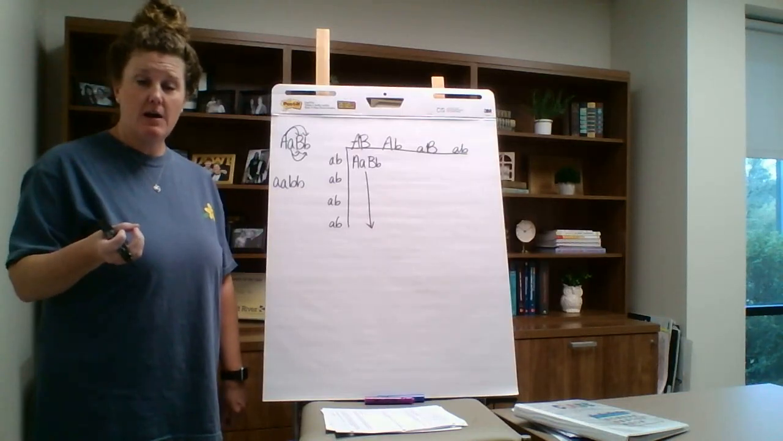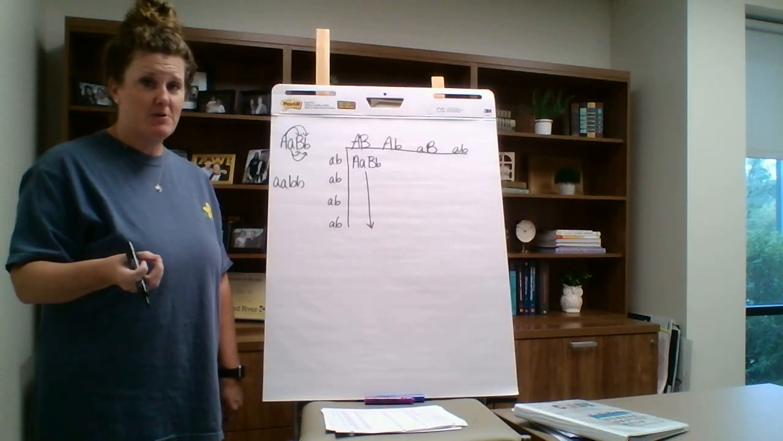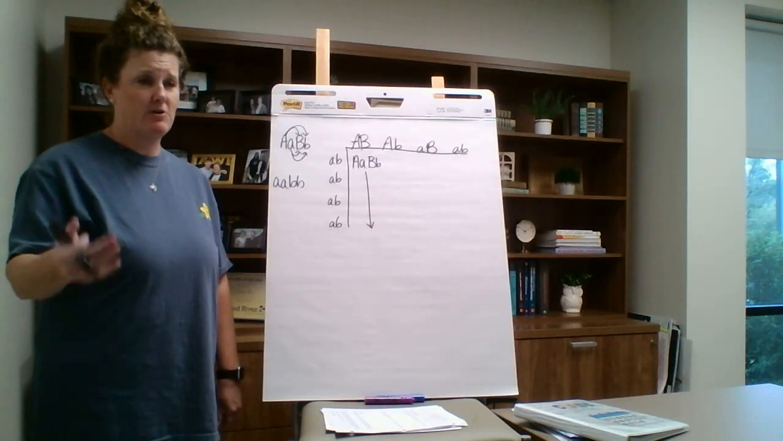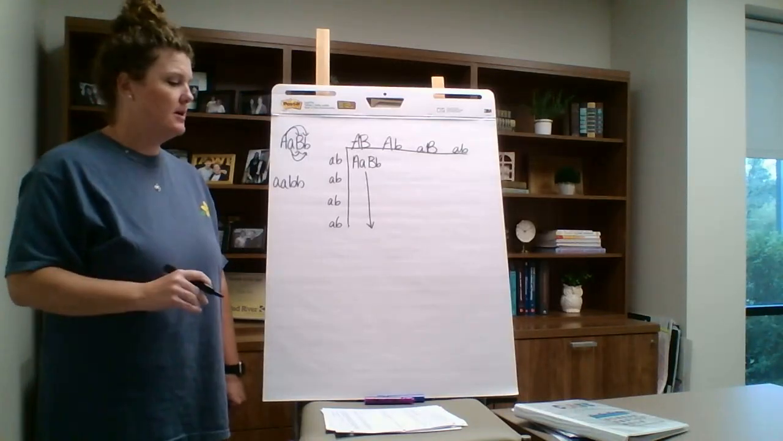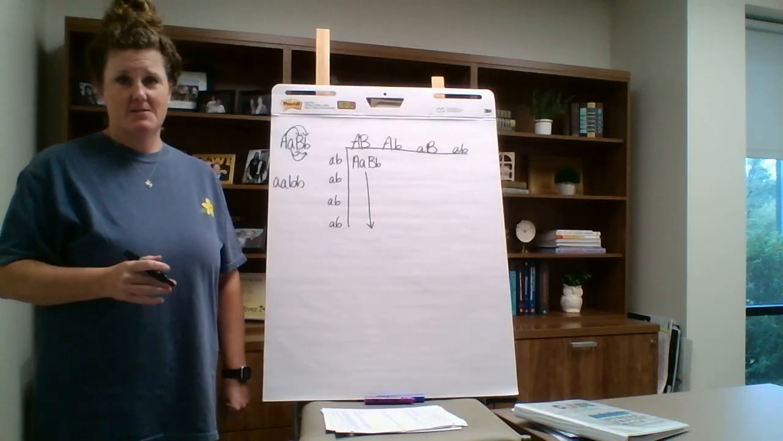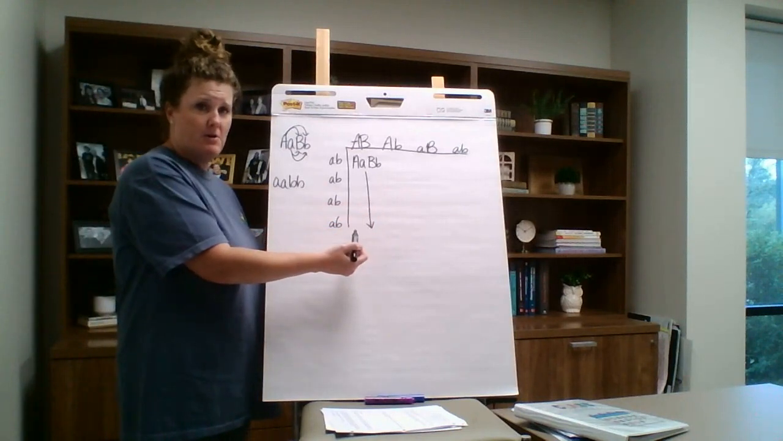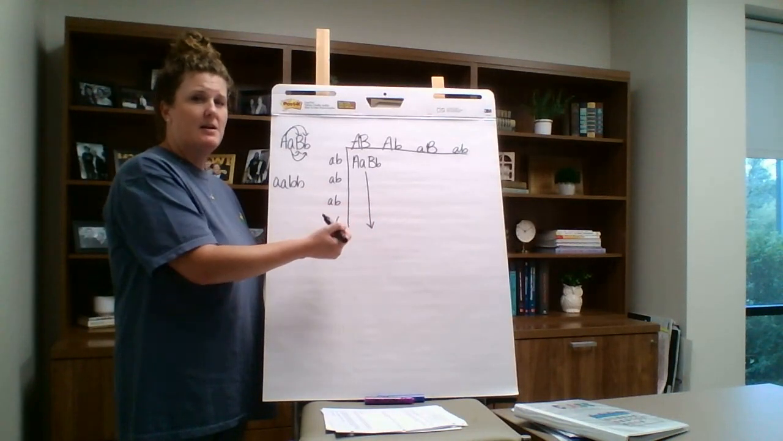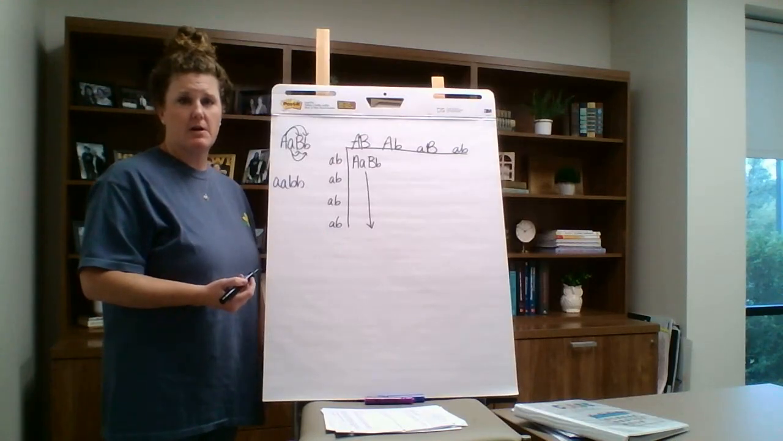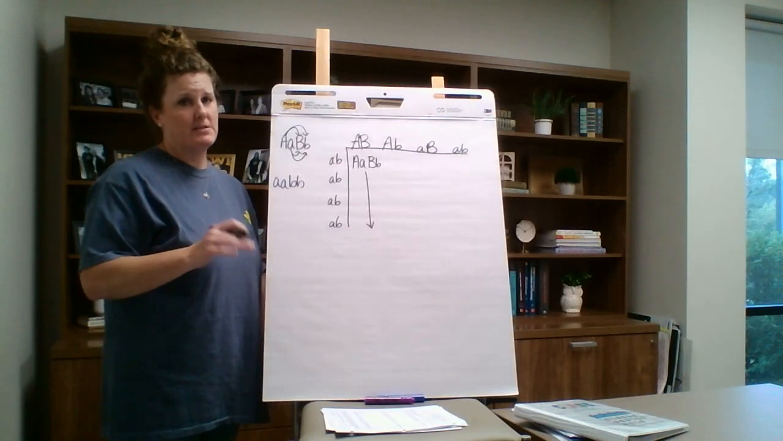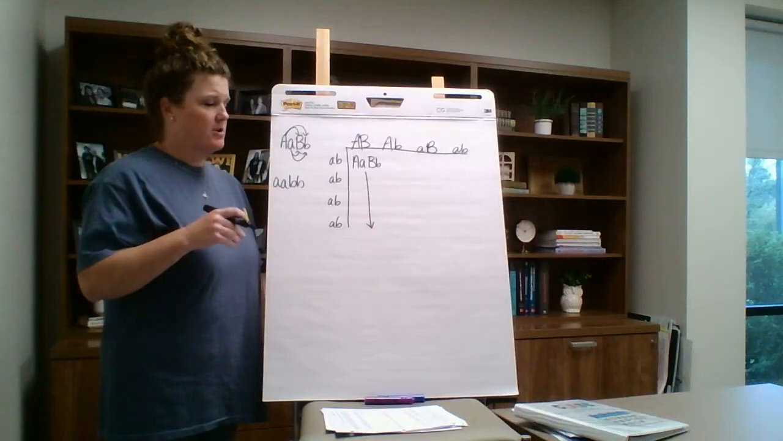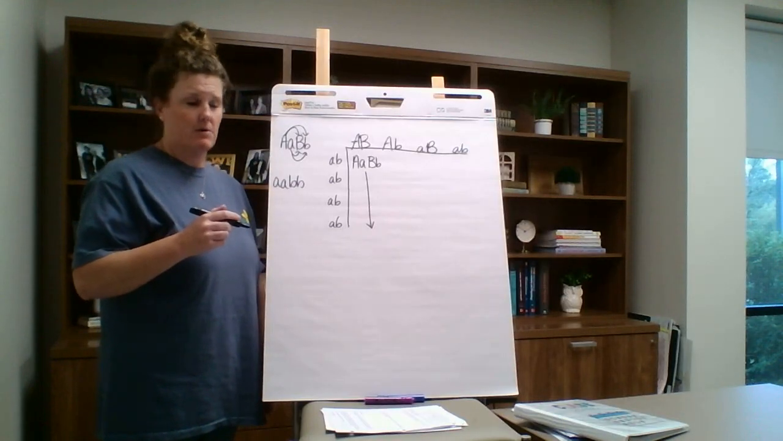We could do a trihybrid, we could do a tetrahybrid, and we could keep going. We could look at more and more and more traits, but that's a whole lot of boxes, okay? If we go from a dihybrid to a trihybrid, we're going from 16 to a 64-box Punnett square. Now, I don't know about you, that's a lot of boxes to fill out. So the good news is there's a shortcut, okay?